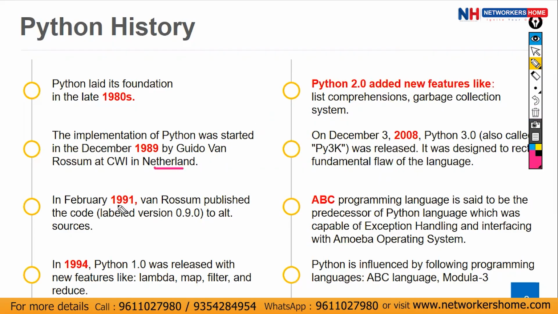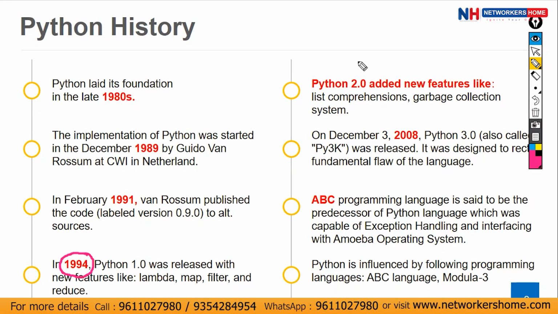In February 1991, Van Rossum published the code base version 0.9.0 at alt.sources. Then in 1994, version 1.0 was released with new features like lambda, map, filter, and reduce. These are some features of Python. Okay, so you can say the first 1.0 version of Python was launched in 1994 here.